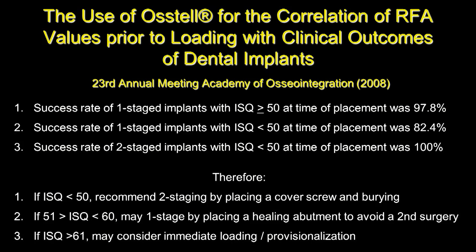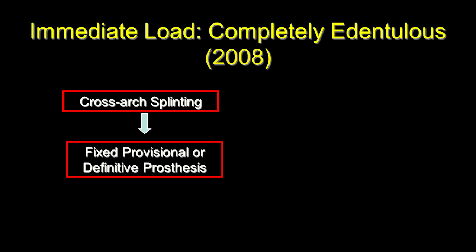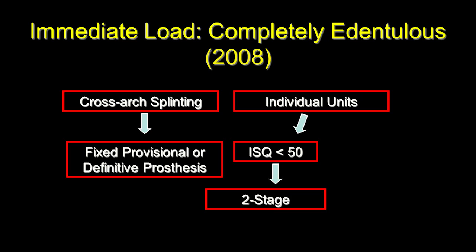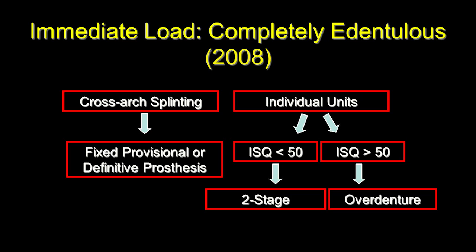Now again, that was in 2008, and to try to develop an algorithm for handling or managing immediately loaded implants, our thought was in the completely edentulous cases, because of the ability to use the provisional restoration to cross-arch splint or stabilize all implants, we would be able to provide a fixed provisional restoration on those implants, regardless of the ISQ value. However, in the completely edentulous, if we are going to use the implants as a single unit, then it is determined by the ISQ value that if it was below 50, we would two-stage it or bury the implant. And if it was greater than 50, we would connect some sort of attachment to those single individual units to support an overdenture situation.